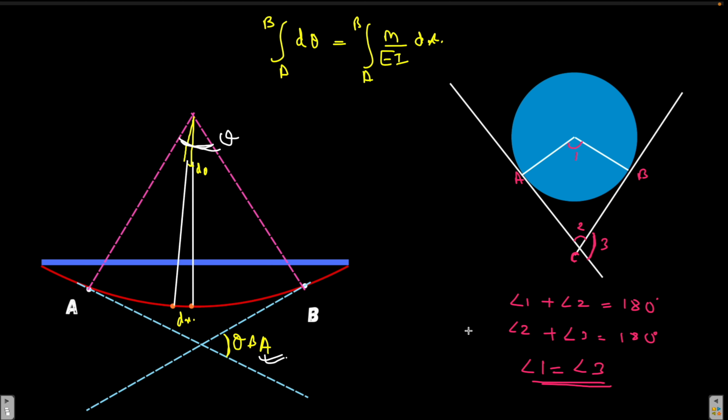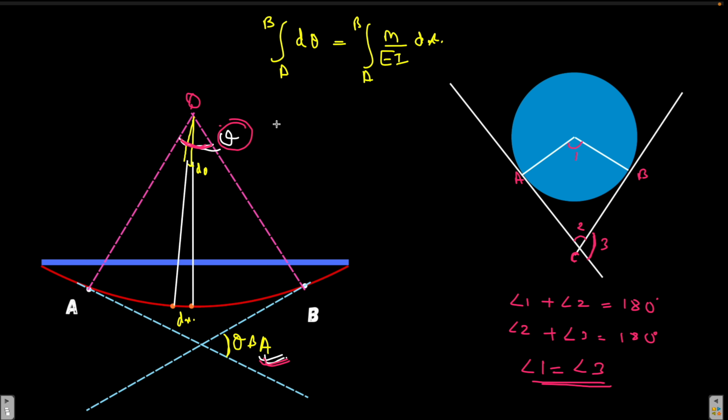That means this is the same scenario over here. If we somehow can find this angle theta over here, this angle theta is nothing but the same as angle theta B with respect to A, with respect to the tangent at A. They are both equal. Okay. So we are concerned with finding angle theta, which will be the same as theta BA.